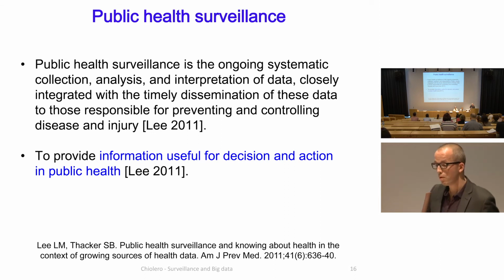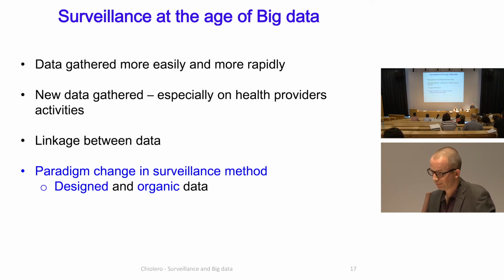Let's look now perhaps how it could, 2 or 3 ideas of how it could impact surveillance activity. Just to remember of the definitions of surveillance activity, it is the ongoing systematic collections, analysis, and interpretations of data, closely integrated with the timely disseminations of this data to those responsible for preventing and controlling disease and injuries. I would say that the definitions of surveillance still remain the same, and the goal is to provide information which is useful for decisions and actions in public health.